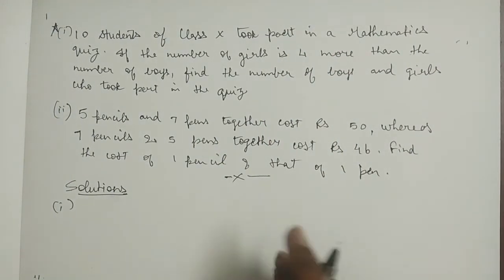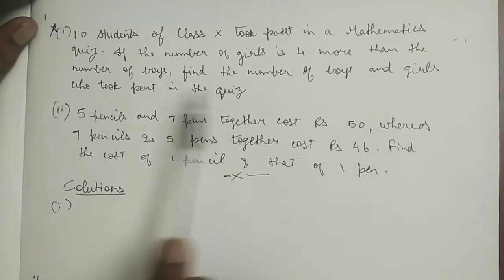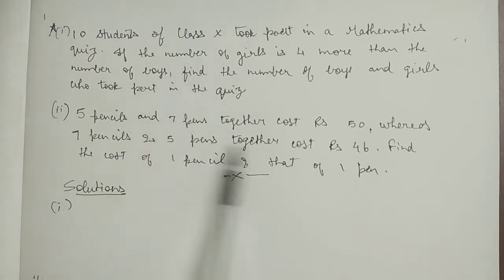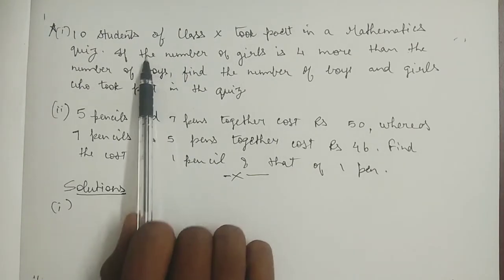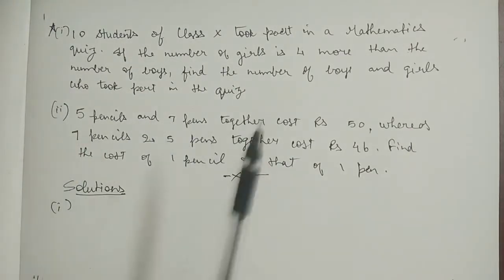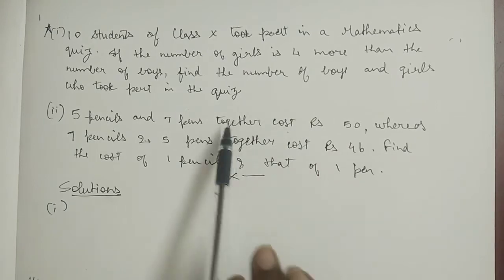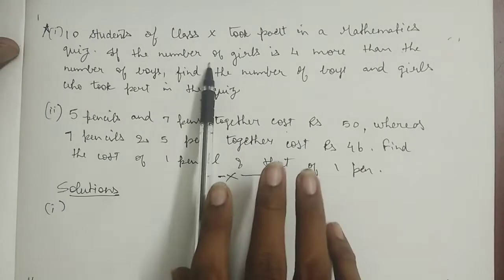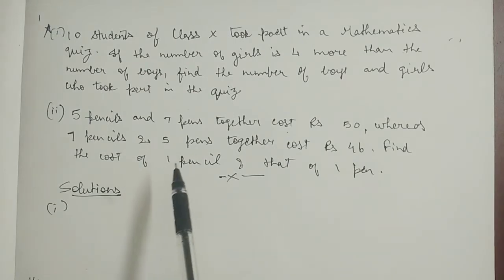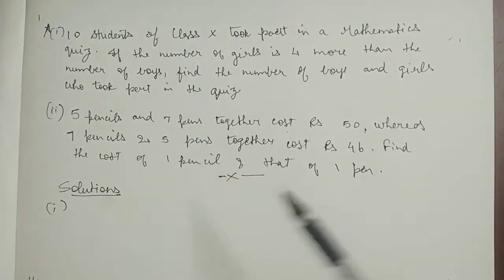Now, let's go to the next exercise. This is the first question in exercise 3.2, and we need to form the pair of linear equations and find the solution graphically. I'll name all the points which are to be used in this question. You just need to plot them in your graph and find the solutions.